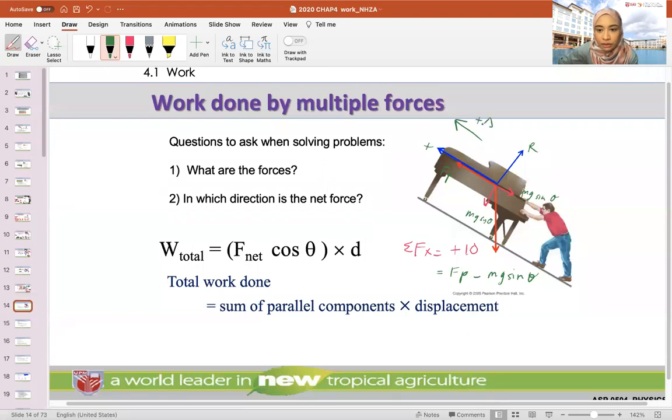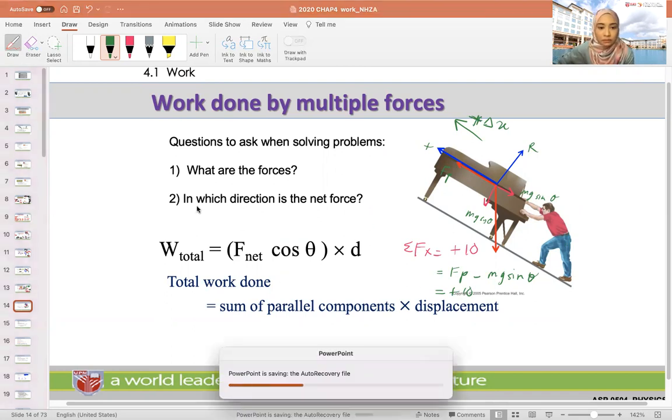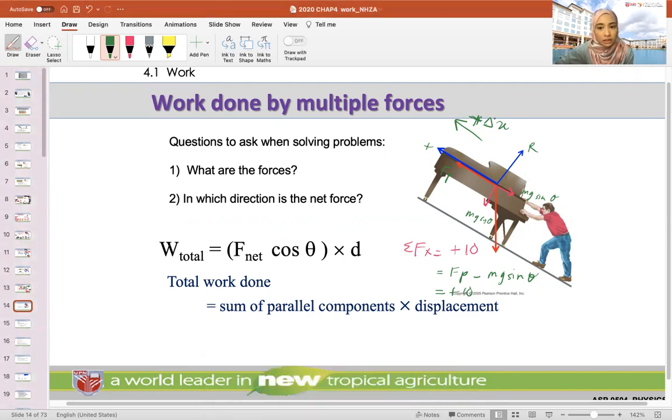And this is your delta x, which is also going up the incline. So you have a positive 10 and the motion is going upwards, and this is also a positive displacement. So you would know that your work done is going to be positive, because the direction of net force is in the same direction as your displacement. So that is the use of positive and negative signs, you get to know if it's in the same direction or not.